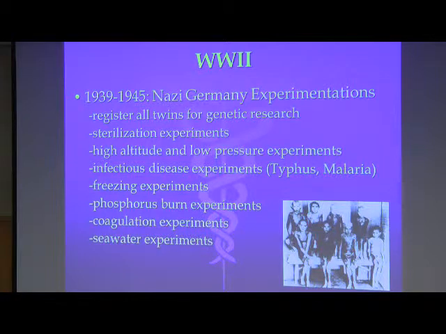Obviously, in World War II, we have the Nazi German experiments where they do all sorts of experiments on prisoners of war, as well as children and people in concentration camps. They register all twins for genetic research. They do sterilization experiments, high altitude and low pressure experiments. They infect prisoners and children with infectious diseases. They do freezing experiments, phosphorus burn experiments. They inject seawater into children and prisoners and make them drink seawater.